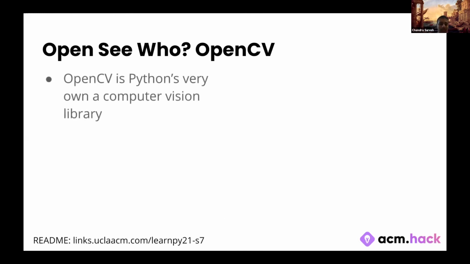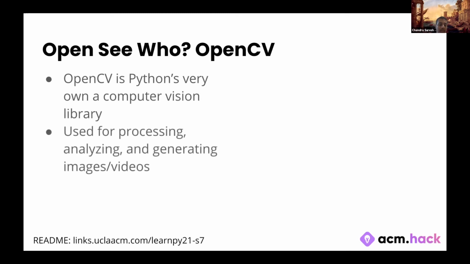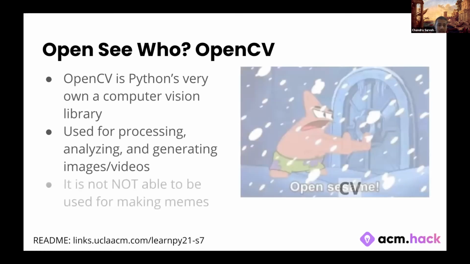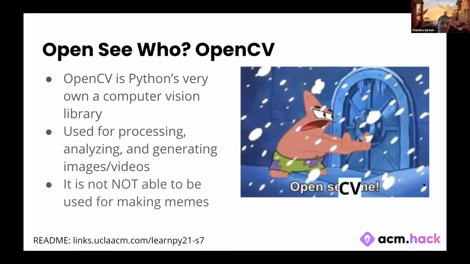So OpenCV is Python's computer vision library. That's what the CV stands for. It's used for all things computer vision: processing images, analyzing them, and you can even create your own images and videos. We'll see that in a little bit in our demo. You can create not just images, you can create anything your heart desires using OpenCV.